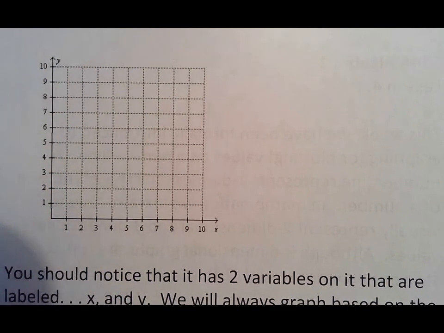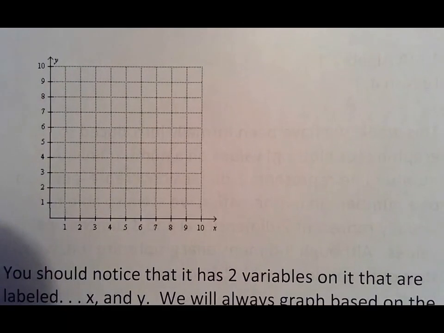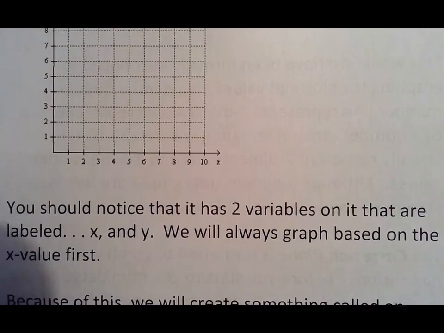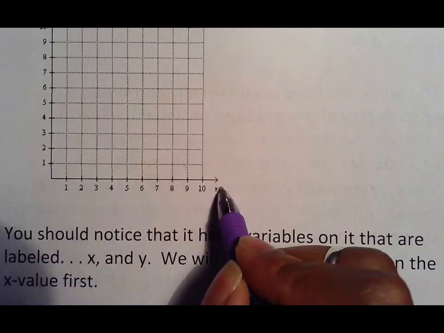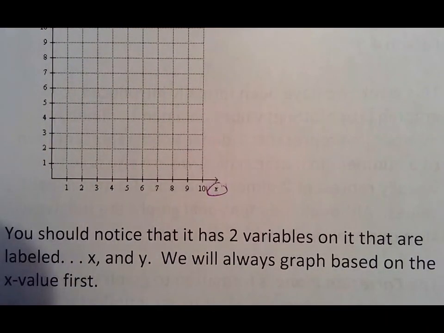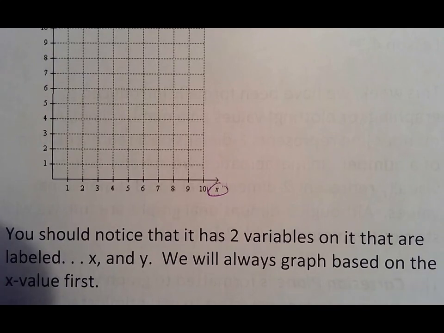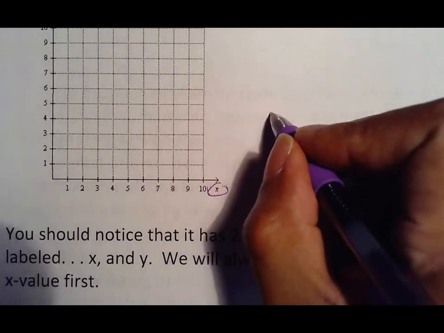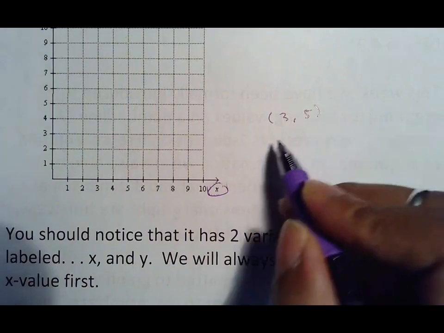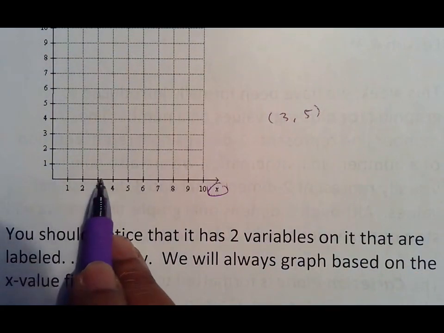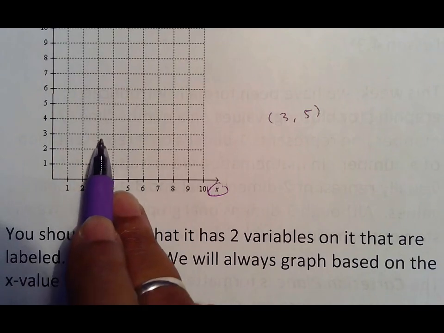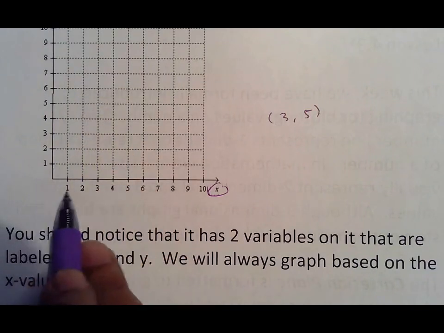So the Cartesian plane looks like this. You should notice first off it has two variables that are labeled. This is your x value, this is your y value. We'll always graph based on the x value first. So let's say that your number was 3, 5, which is what that's going to look like. It means the first thing you're going to do is go on the x to 3 and then go up to 5. And notice how each one of these has a grid.